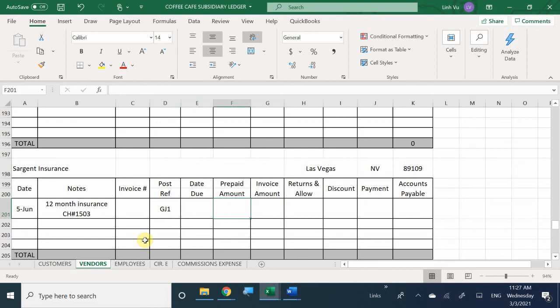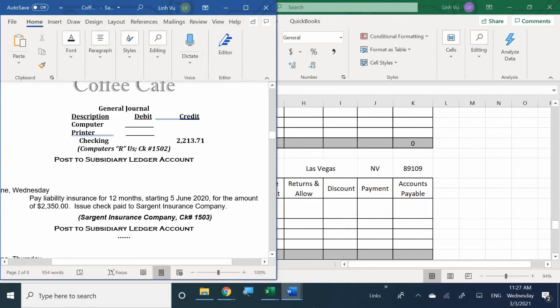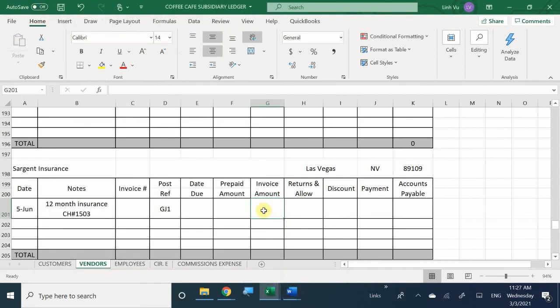Did we make a prepaid amount? No, you can't pay insurance ahead of time. I don't know if that makes any sense, but in this case, there are no prepaid amounts here. But the invoice number, how much did they charge you for that 12-month plan? $23.50. So that means $23.50 is going to be in the invoice amount. Okay? All right.